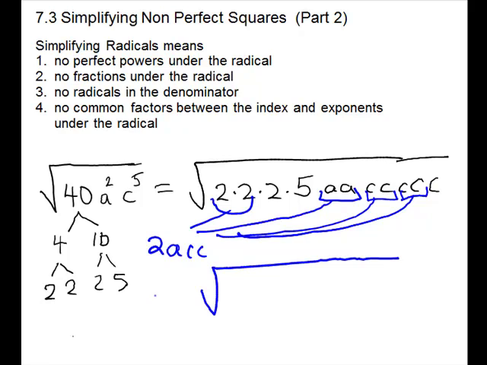So on the outside, we have 2AC squared. Underneath, we have a 2 and a 5. We'll multiply those back together to give a 10. We don't have any more A's. We have 1C. So 2AC squared times the square root of 10C.